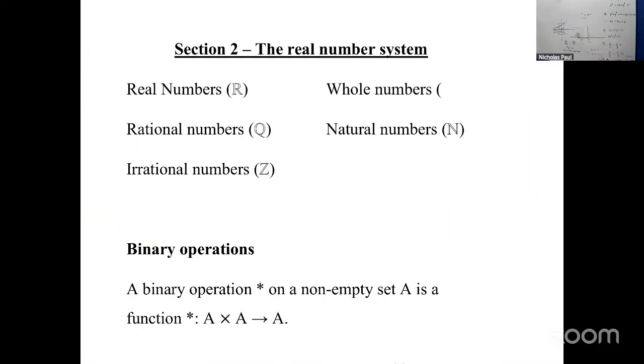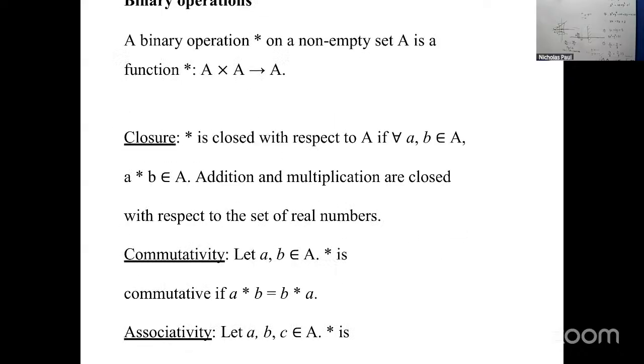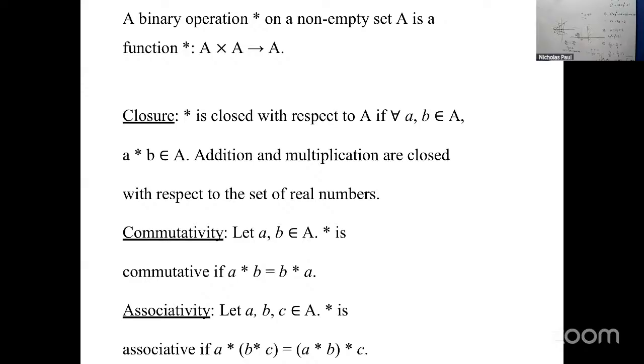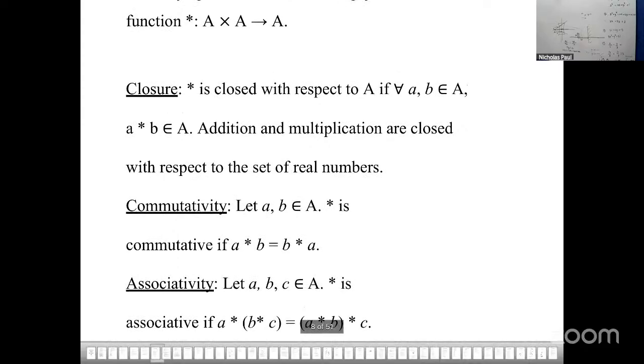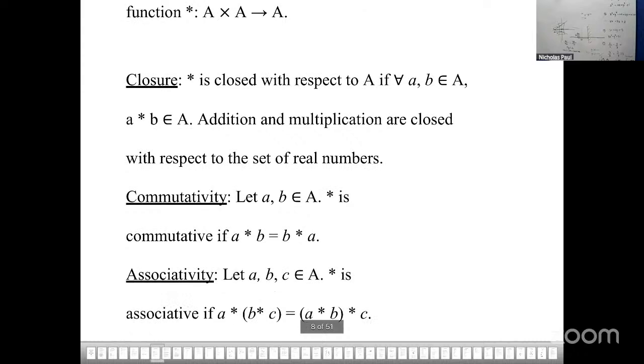Here we have the real number system, binary operation. How do you show closure again? We have to simply show that if A and B belong to a particular set, then A star B, whatever function it is, should also belong to that set. We need to remember those small things.